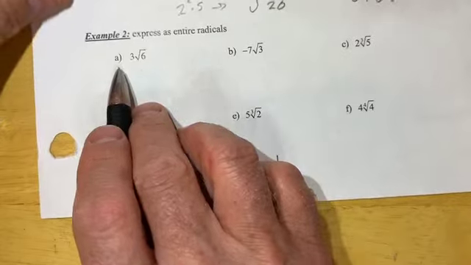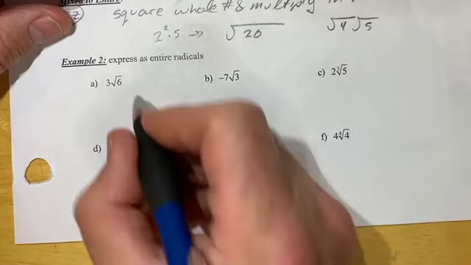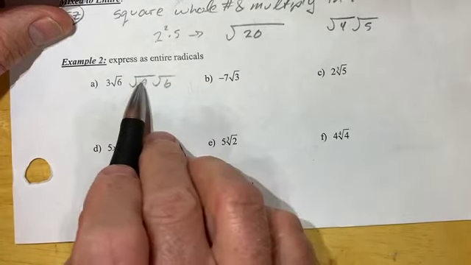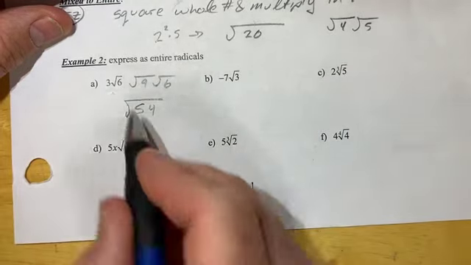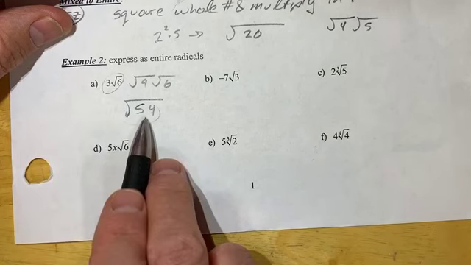So same thing. 3 root 6, 3 times 3 is 9. So this is like saying square root of 9 times the square root of 6. I usually don't show that step. And I know 9 times 6 is 54. Root 54. So this number and this number are the exact same thing. Here it's a mixed radical. Here it's an entire radical.